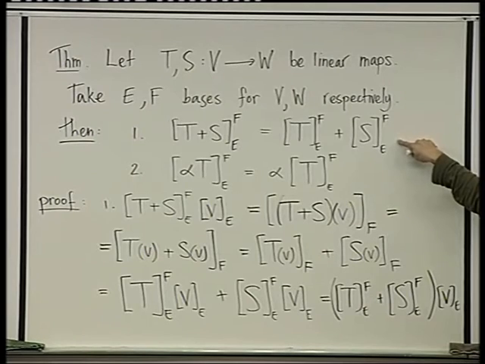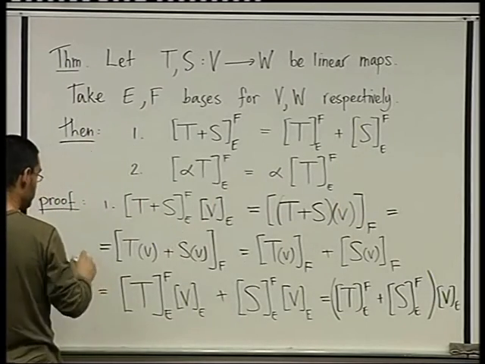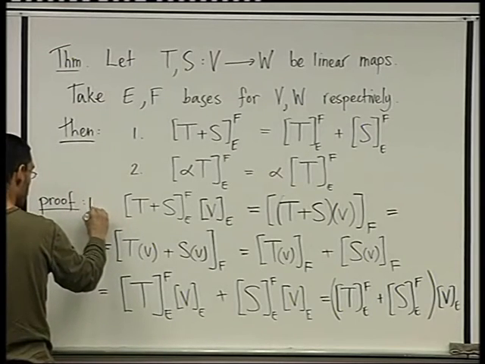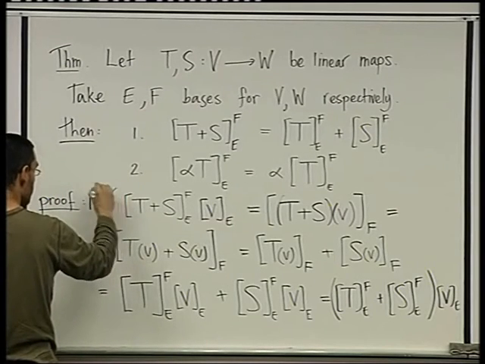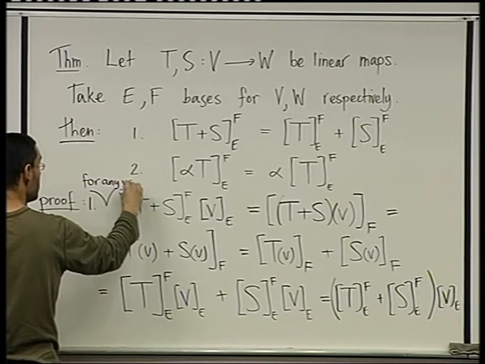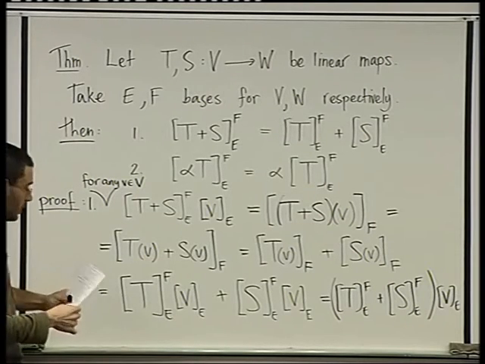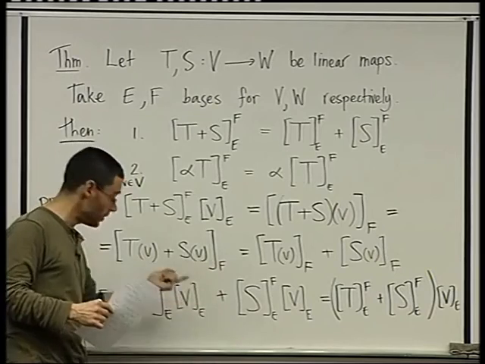Good? Okay, so we should add here, 1 for any V in V. The last line is commutativity? Not commutativity. Commutativity would be this. This is distributivity.